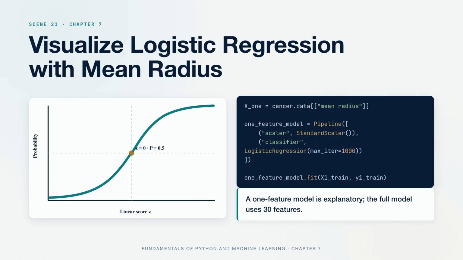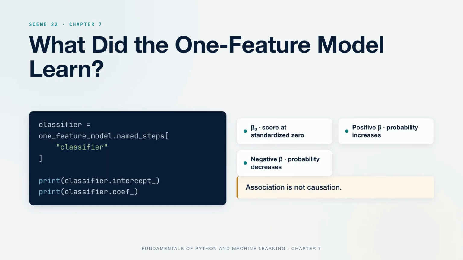This one feature example is useful for visualization, but a practical model can benefit from the information contained in multiple relevant features. The fitted classifier provides an intercept and a coefficient. The intercept represents the model score when the standardized feature value is 0. The coefficient determines how the log odds change as the standardized feature increases. A positive coefficient means the estimated probability of the positive class increases as the feature increases. A negative coefficient means it decreases. Because the pipeline standardizes the feature, the coefficient describes change in relation to standardized units rather than the original measurement unit. Coefficients describe associations learned by the model. They do not prove that a feature causes the outcome.